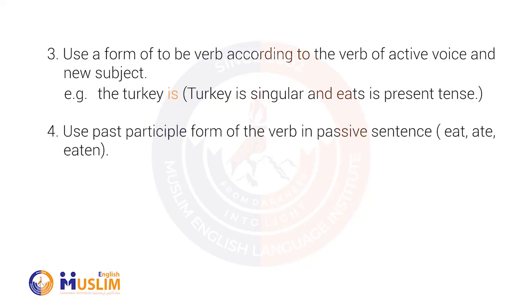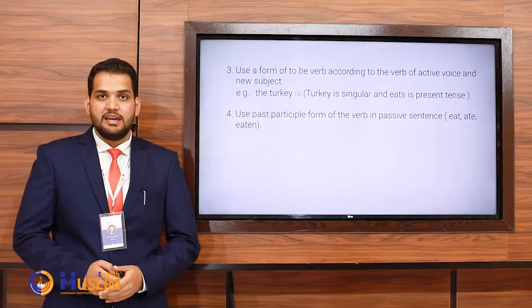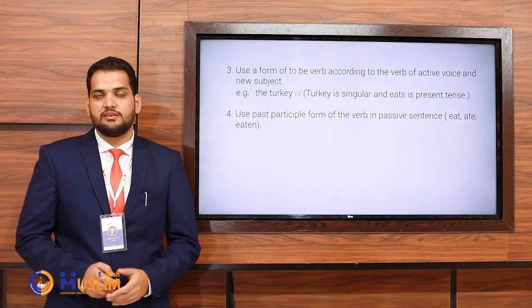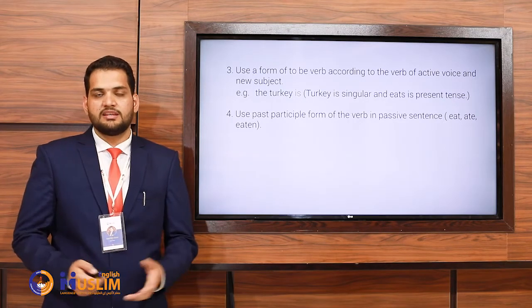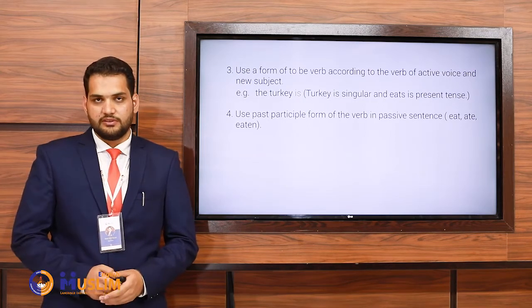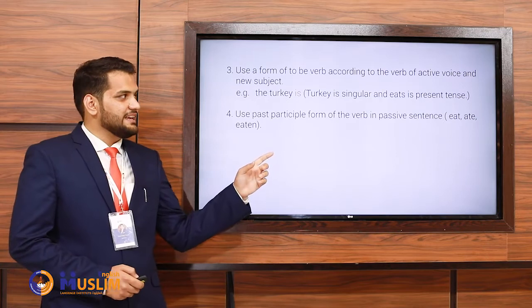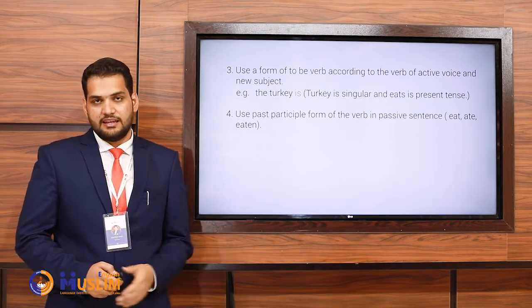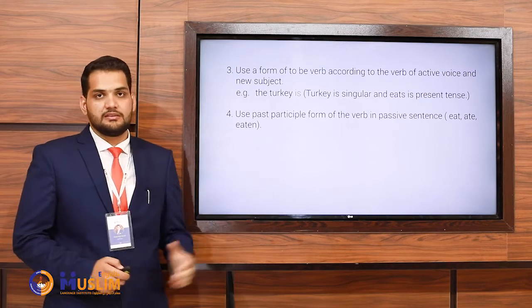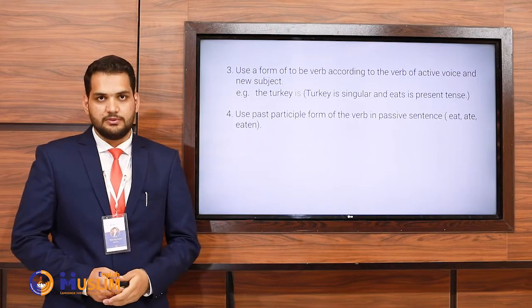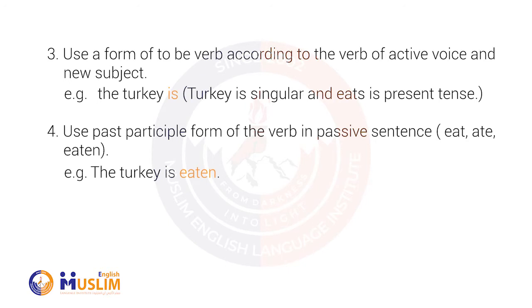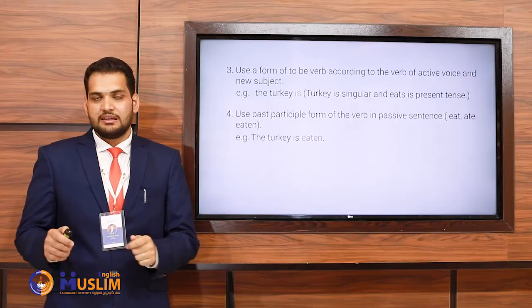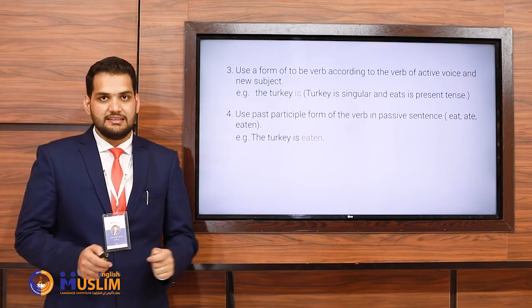Step number 4. Use past participle form of the verb in passive sentence. Remember, in passive voice, we always use the third form of the verb. The third form is also known as the past participle form of the verb. For example, eat is the first form, ate is the second form, and eaten is the third form, or you can also call it past participle. For example, the turkey is, the third form of eat is eaten. The turkey is eaten. You cannot say the turkey is ate, or you cannot say the turkey is eat. That's wrong.